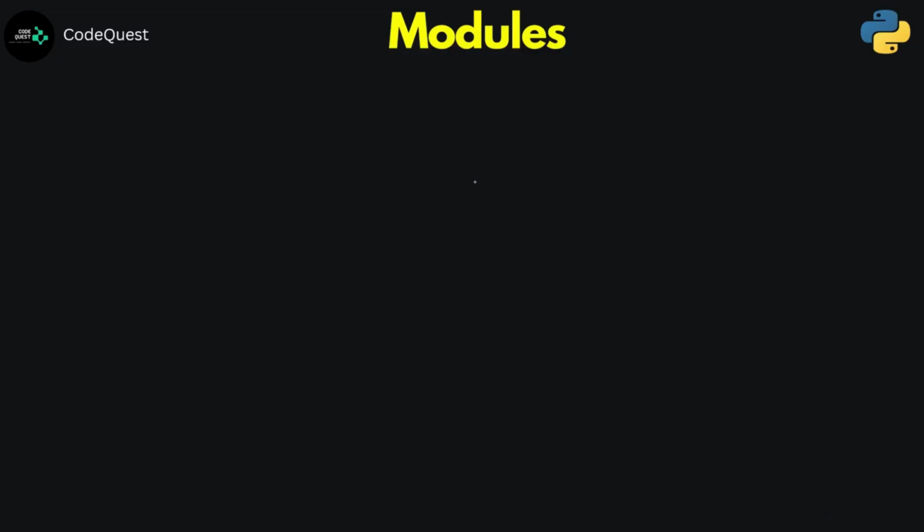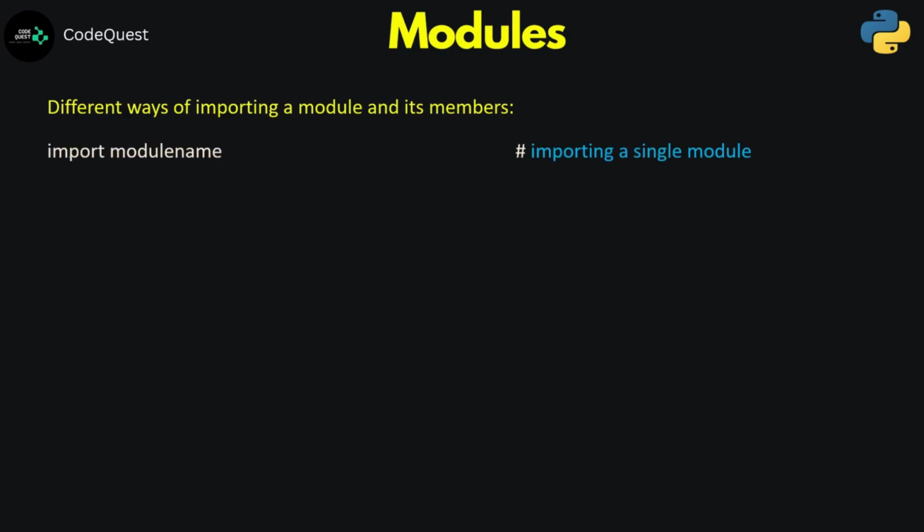So there are multiple ways we can import a module. Let us see one by one. Now this is the first one, import followed by module name. So when I do this, I am trying to import only a single module, and every time I try to access the members of this module, I have to write module name dot that member name.